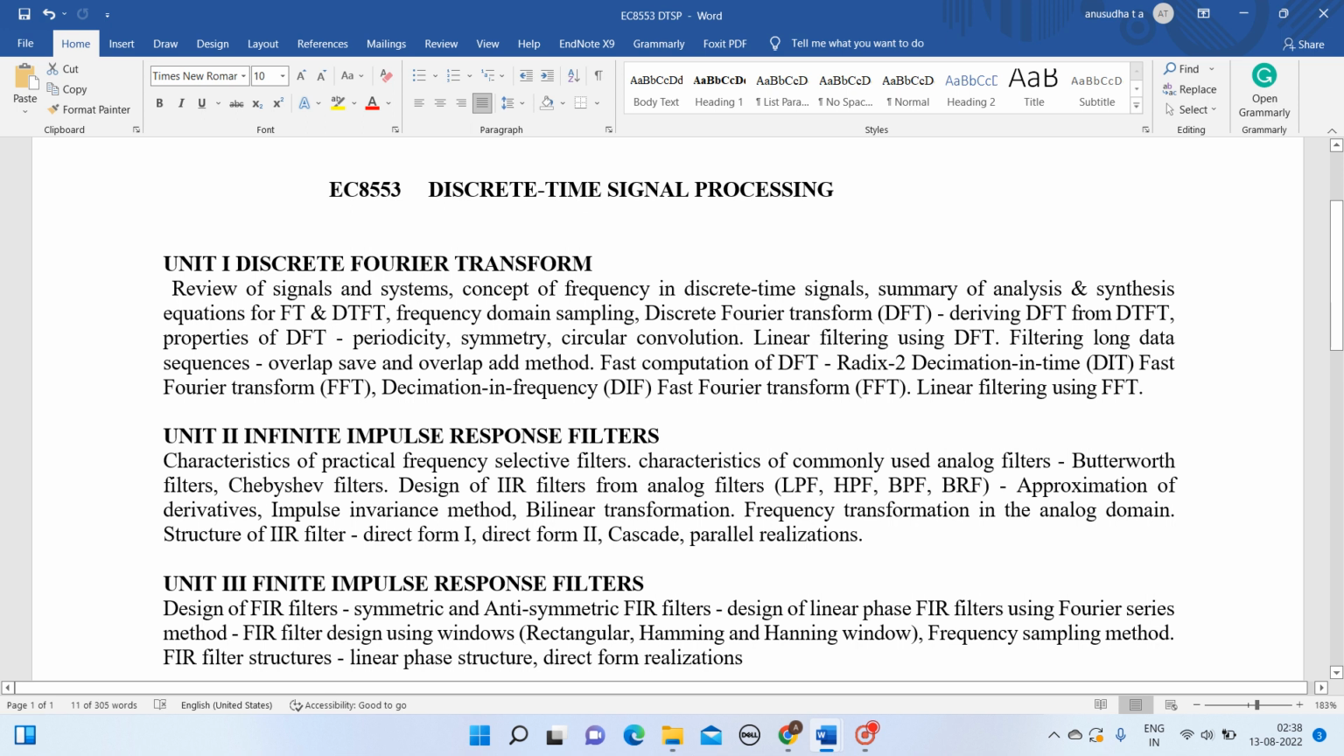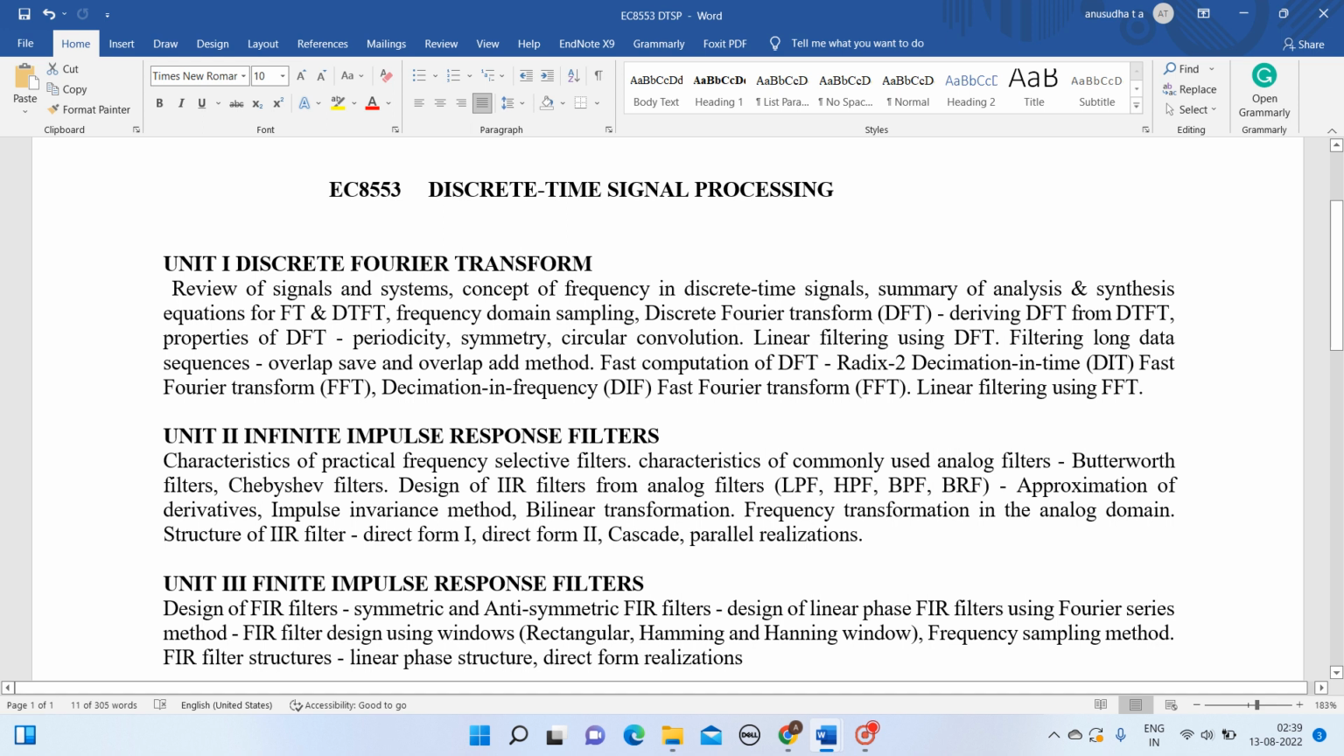So DFT, this is the actual concept you are going to study in DTSP, discrete time signal processing, the discrete Fourier transform. Derivation and all is not that important, but the equation is very important: the discrete Fourier transform equation and the inverse discrete Fourier transform equation. Especially the DFT equation is very important from the exam point of view.